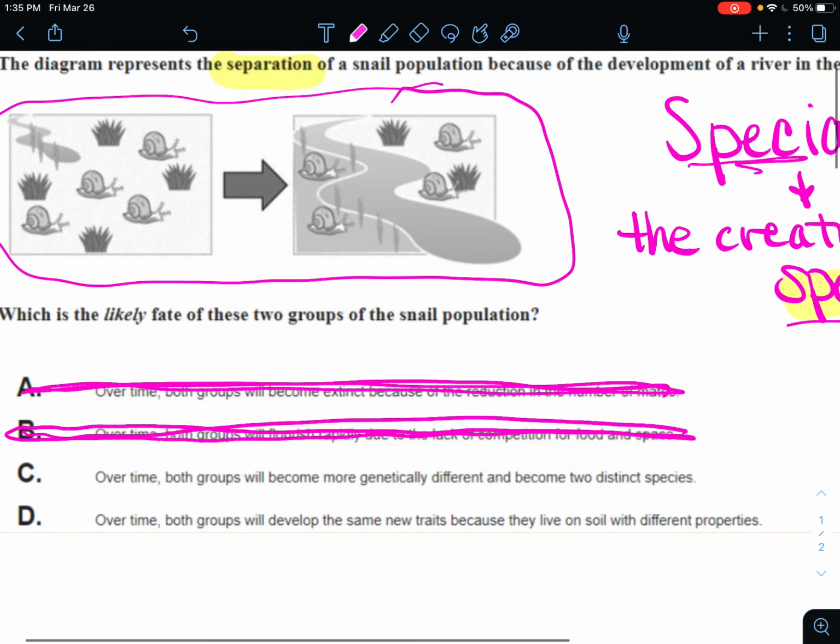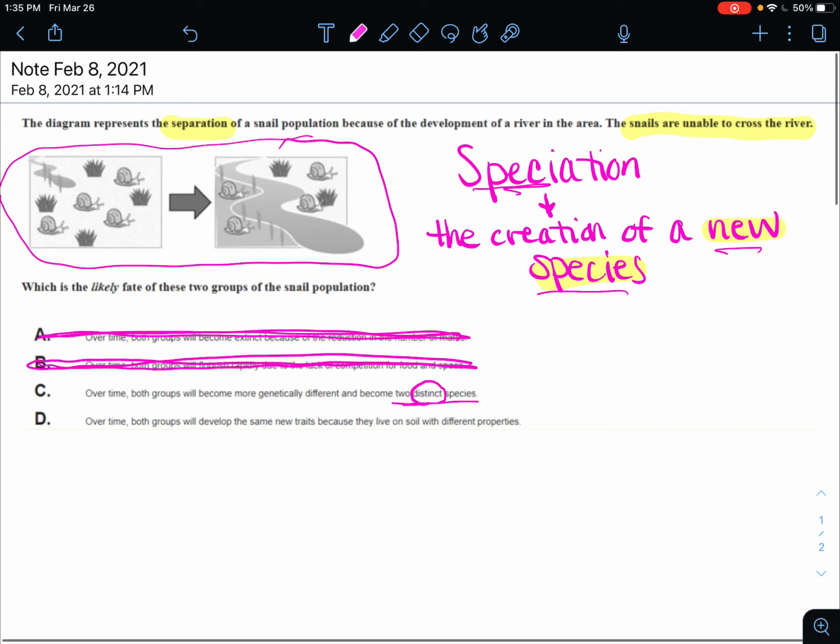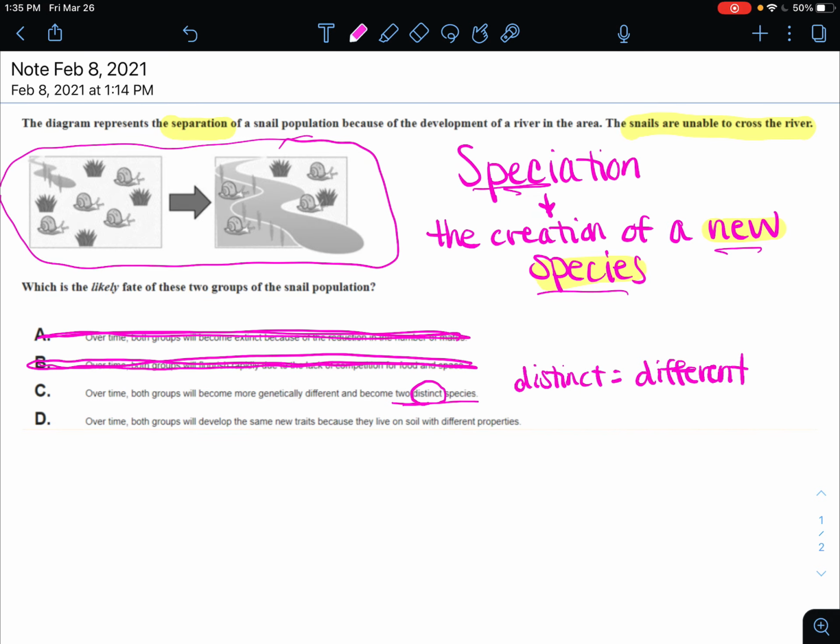So C says, over time, both groups will become more genetically different and become two distinct species. There's that key word, two distinct species. Distinct is a fancy way of saying different or new. I'm going to write that. Distinct is different and they're new, okay?